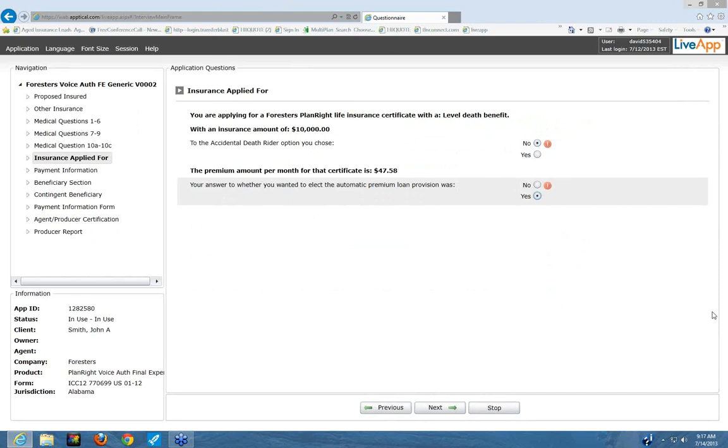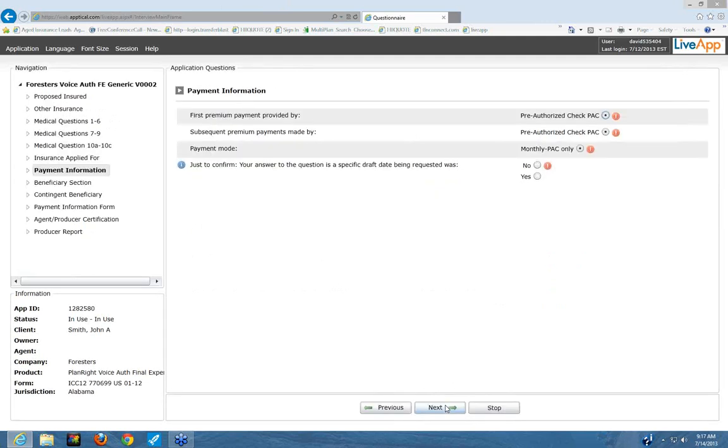So that's obviously important because if this client, let's say, is unconscious in the hospital and has no money in the account, that's when they want to make sure that this policy stays active. So you're basically setting it up that for whatever reason, if they went into their checking account and money wasn't there, they can go into the premium loan provision, go into their cash value account to take the money out and keep the policy active. So I always pick yes there.